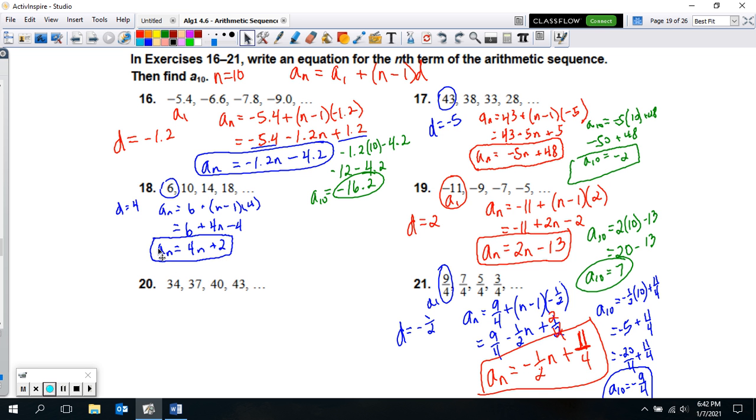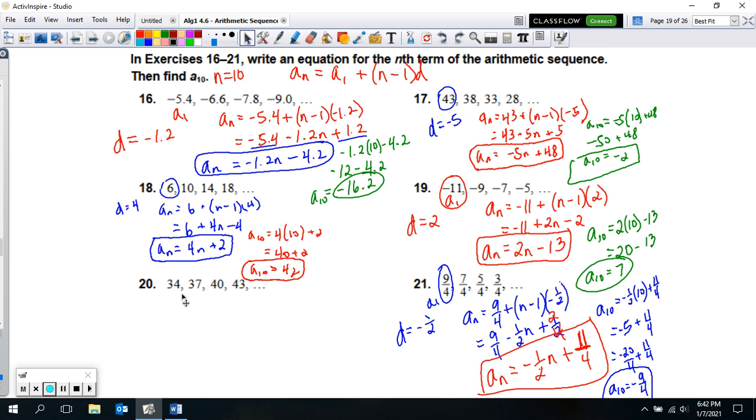Again, a of n is another way of saying y, or like f of x, or f of n. You can think of it that way. But it's sequence notation. We want to say it like this, a of n. 10th term, 4 times 10 plus 2 right there. And that's going to give us 40 plus 2, which is 42. So your 10th term would be 42.